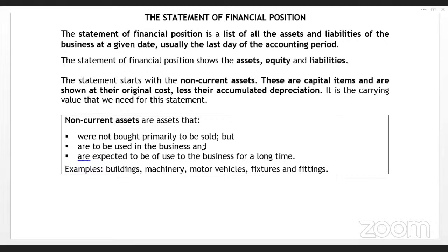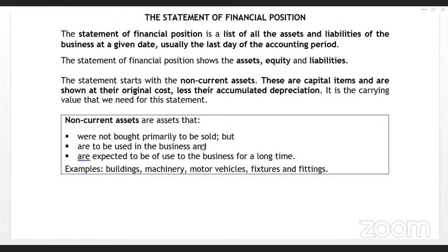Now, the second financial statement which a business can prepare is called the statement of financial position. Sometimes you can call it the balance sheet. In some cases, you will see that this is referred to as the balance sheet, but we shall be using the name statement of financial position. Now, what is a statement of financial position?